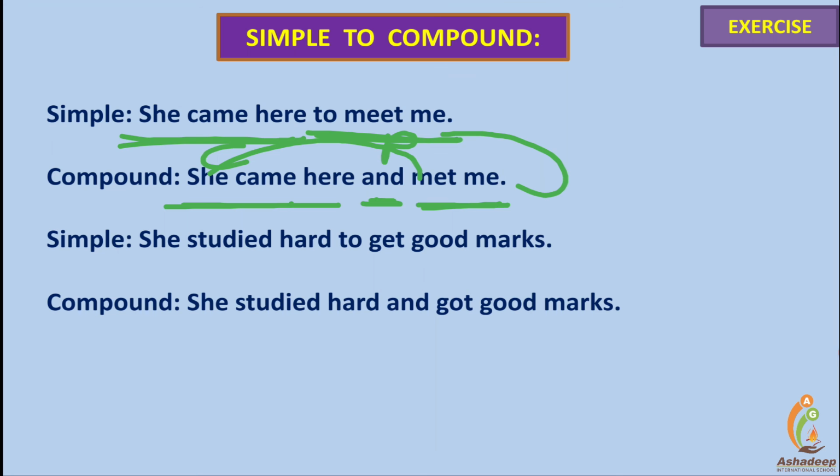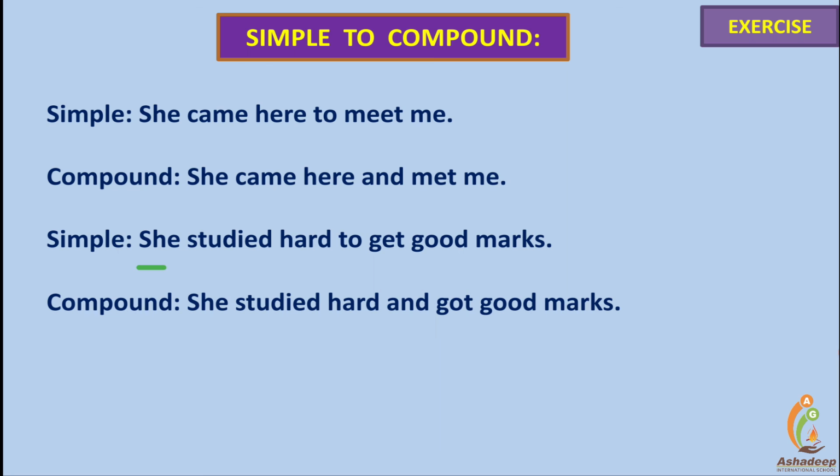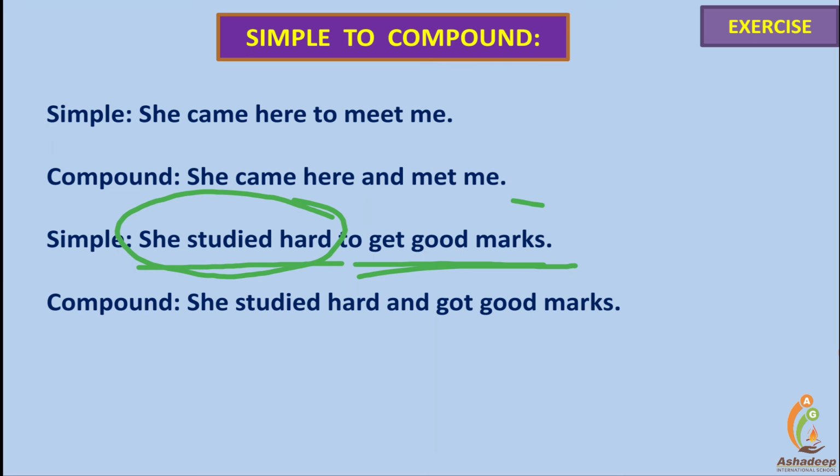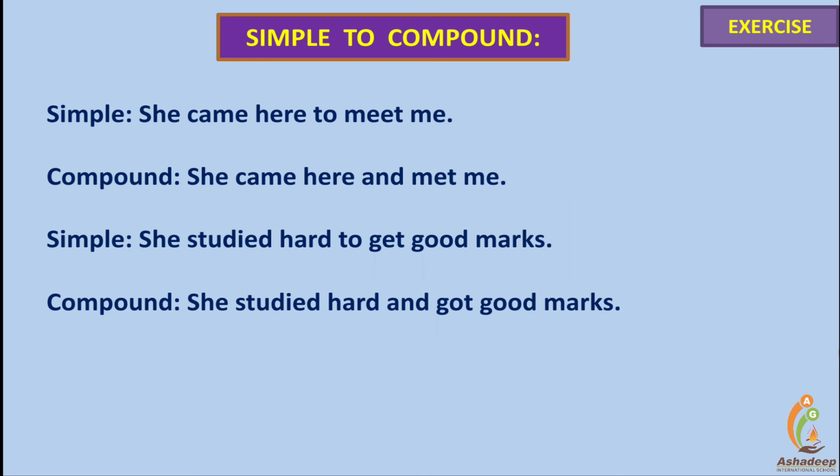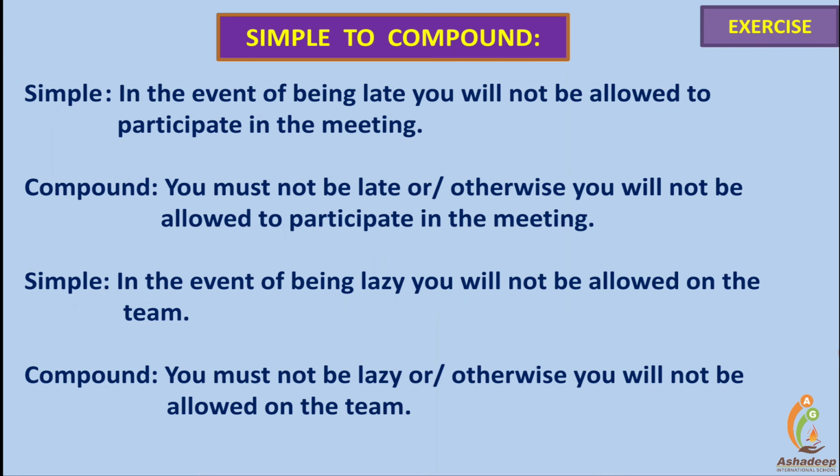Next example. She studied hard to get good marks. To get good marks is a phrase. She studied hard and she got good marks. Both are clauses. She studied hard. It can clear the sense. She got good marks. It also can clear a sense. So friends, this is the way simple sentences are converted into compound ones.